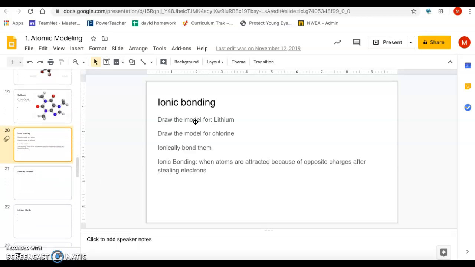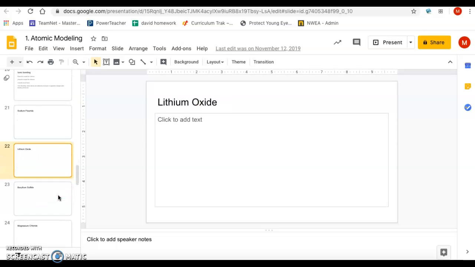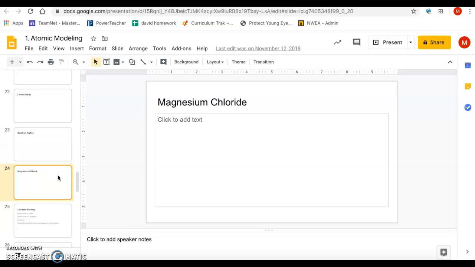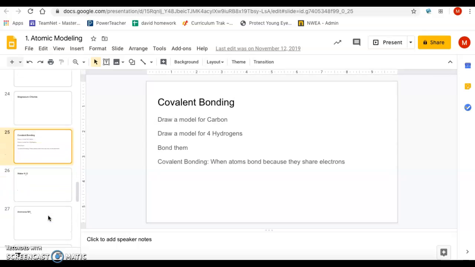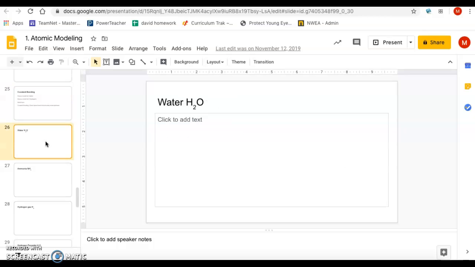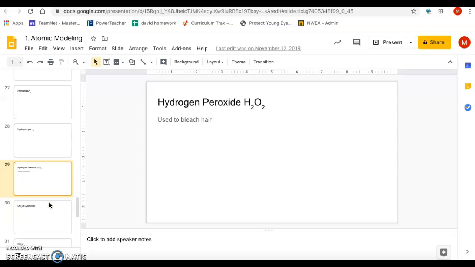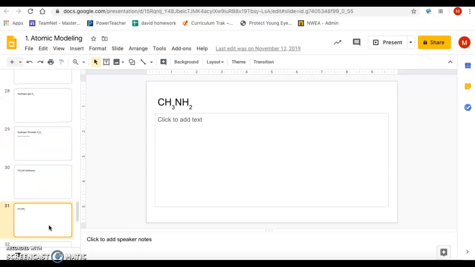We did some ionic bonding. These are the different examples that we then drew ionically bonded. We took a look at covalent bonding, how that's different, how they're sharing electrons instead of stealing electrons. And we went ahead and we drew these different molecules right here. Okay?